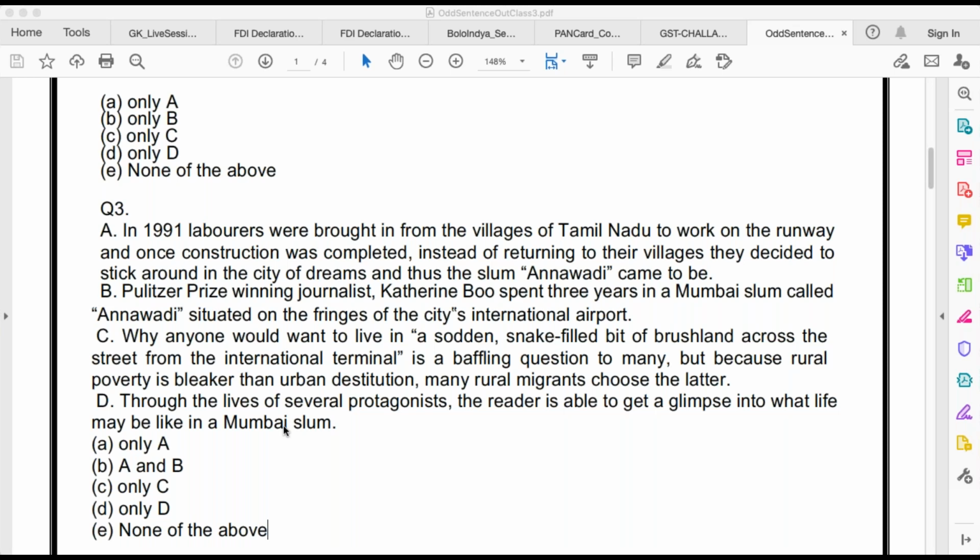Context. A. How did slums come into picture? B. Someone big coming and staying in the slums. C. Why would anyone like to stay in slums? D. Suddenly the question of the reader and the author and everyone comes in, and journalist is not an author. See, protagonist, reader, author, where are they? They are nowhere in A, B, and C.